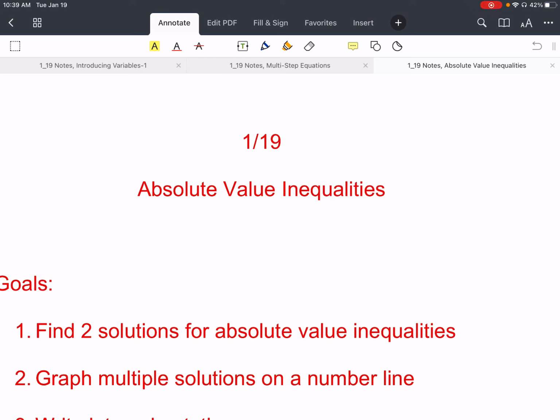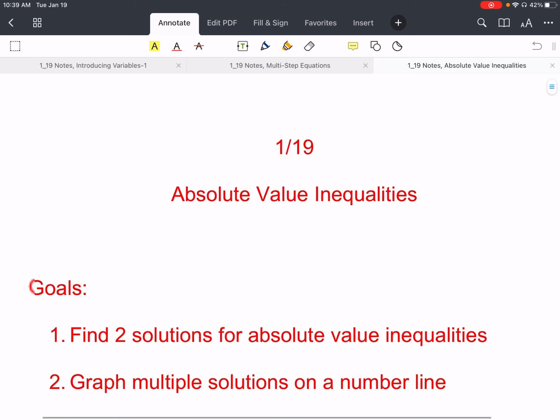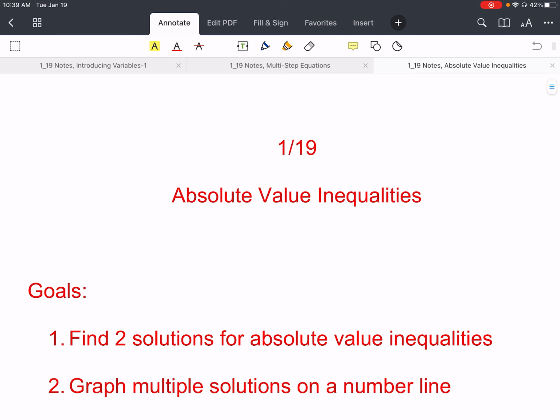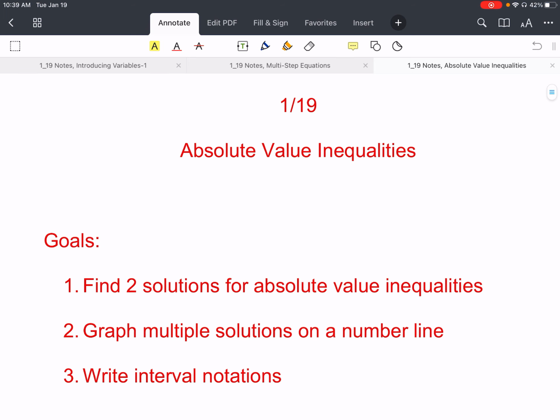We are sort of finishing up our unit, culminating in this absolute value inequalities lesson. So we have our three goals, and really we're combining the last couple weeks into one final mega lesson. Our goals are to find two solutions for absolute value inequalities, because when we have absolute values, there's going to be a positive and a negative version of the answer. We're going to be graphing multiple solutions on a number line, which I think you're probably getting tired of, but it's an important skill. And we're also still writing interval notations.